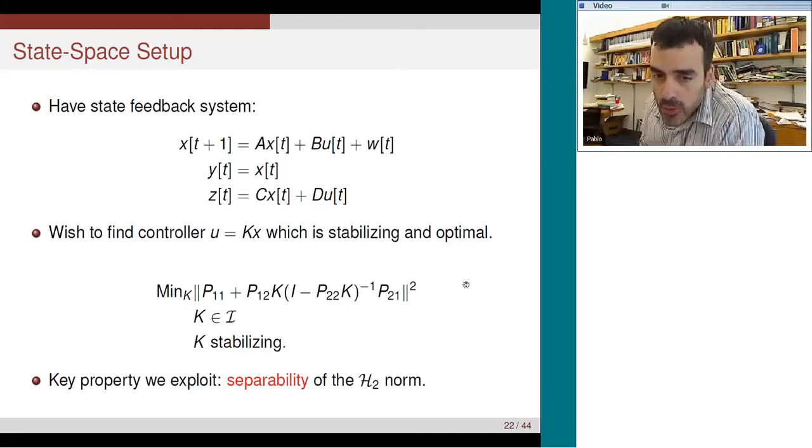So why are we using the L2 norm? First of all, because it's very classical in control theory, right? Things like the linear quadratic controller, LQR, LQG, all that stuff, very naturally use two norms.